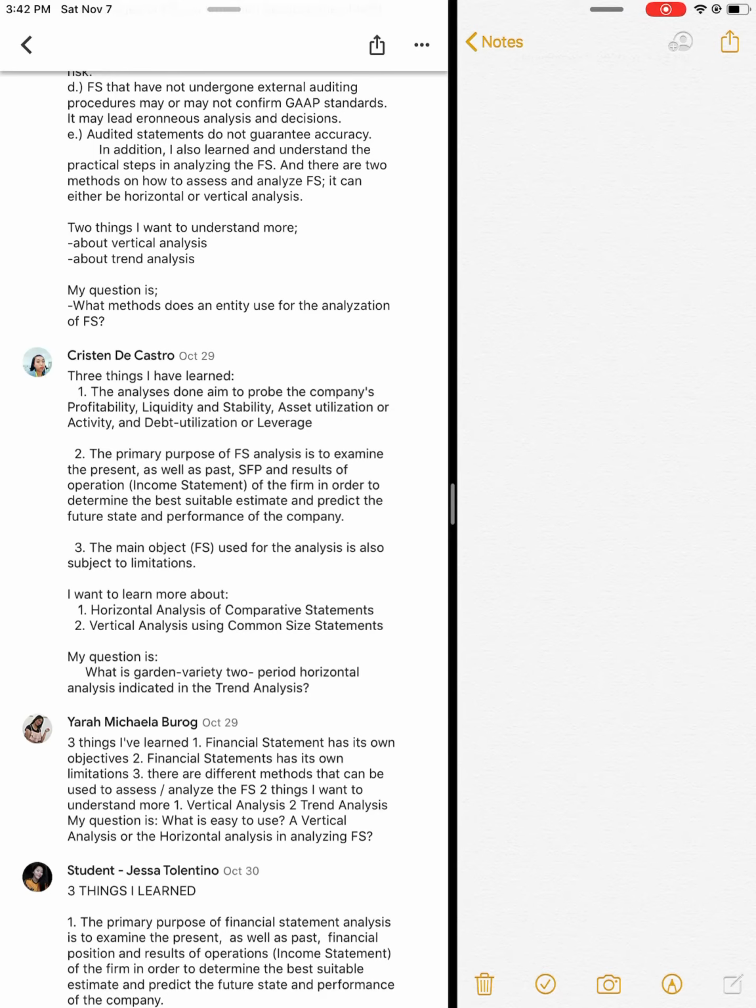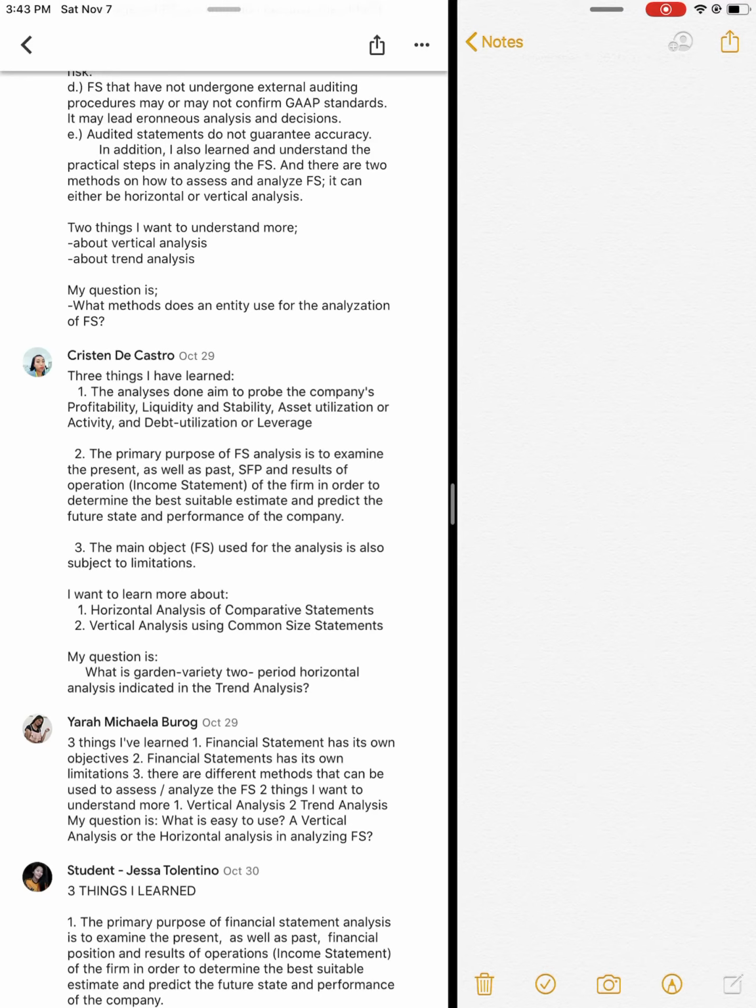So, if the question is, what is easy to use? Well, based on my opinion, obviously, mas madaling gamitin yung vertical analysis. Why? Because you simply need a single period financial statements. However, Yara, the question of what is easy to use might not be relevant.